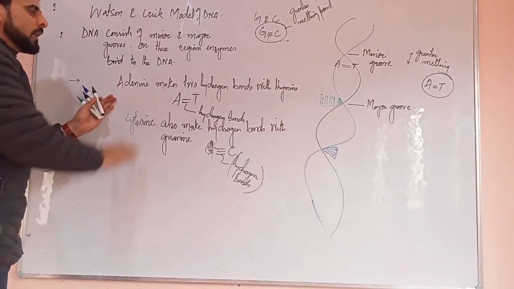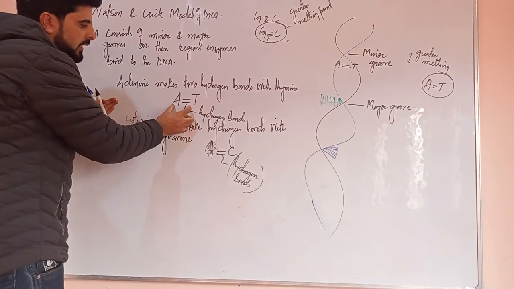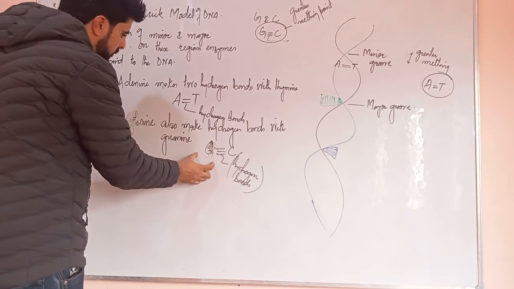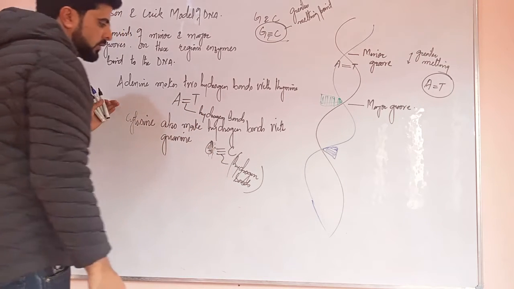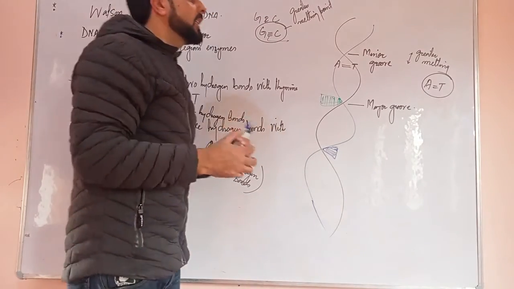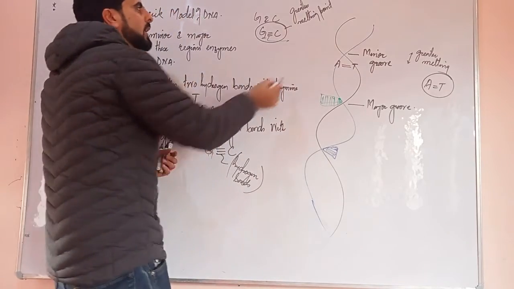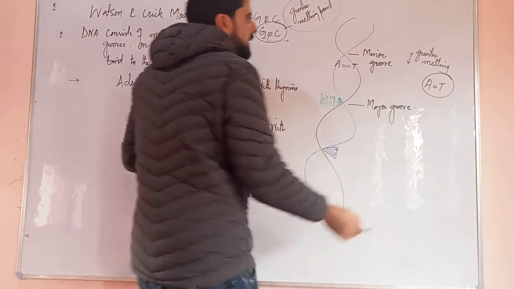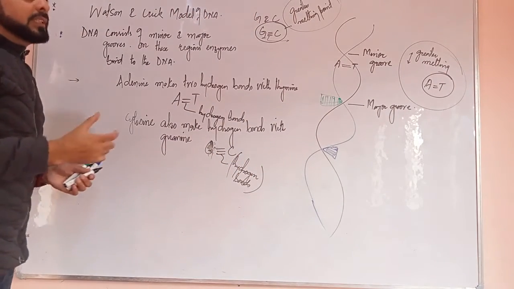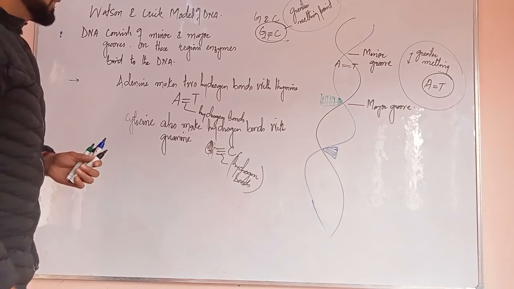And one more thing: adenine makes two hydrogen bonds with thymine, and similarly cytosine and guanine make three bonds. Similarly, if the question is asked which of the DNAs has a greater melting point, the DNA which is rich in GC content has a greater melting point compared to the DNA which is rich in AT content, the adenine and thymine content. The reason is adenine makes only two hydrogen bonds with thymine.